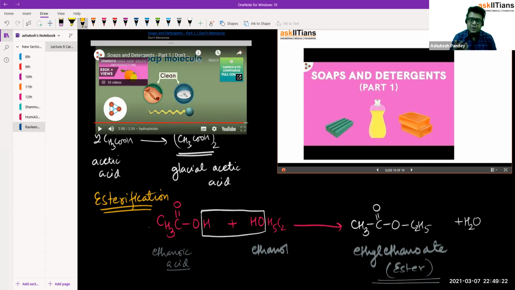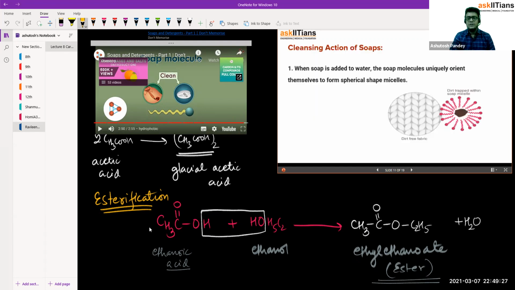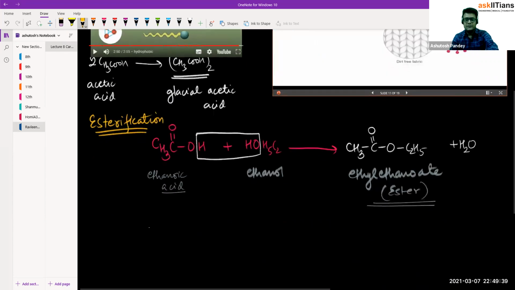Okay, so this was about the shape and structure of soaps. Now we are going to learn how these soaps are going to clean our clothes. So when soap is added to water, the soap molecules uniquely orient themselves to form spherical shaped micelles. Let's learn this.